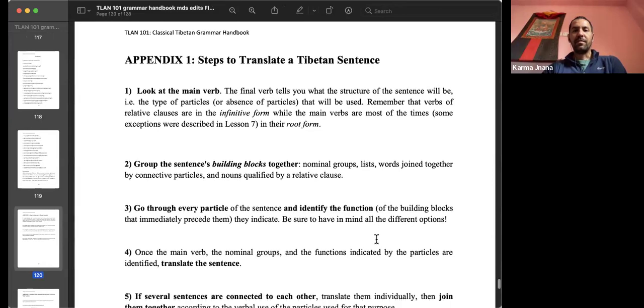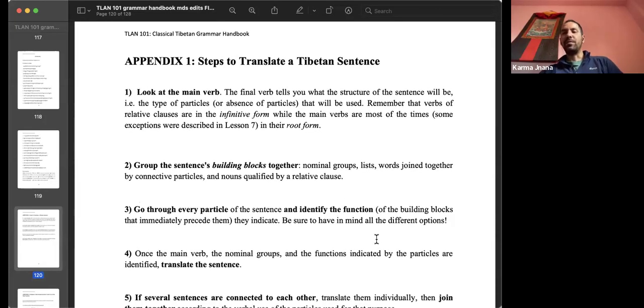So basically, it's just telling us how to go about translating the sentences. You already intuitively know, but this is just a method of going about it. The first thing to do is to look at the main verb, because the verb tells us the structure of the sentence, right? Once we recognize the kind of verb that we have, we get a sense. We know what structure to look for.